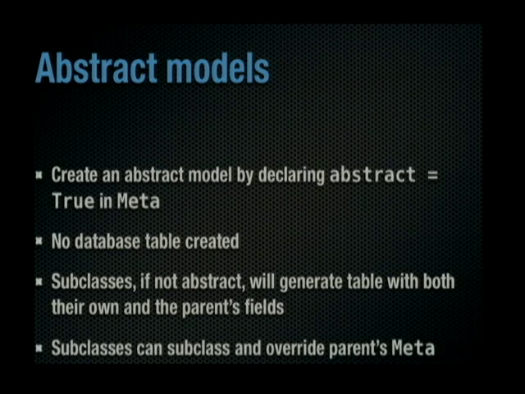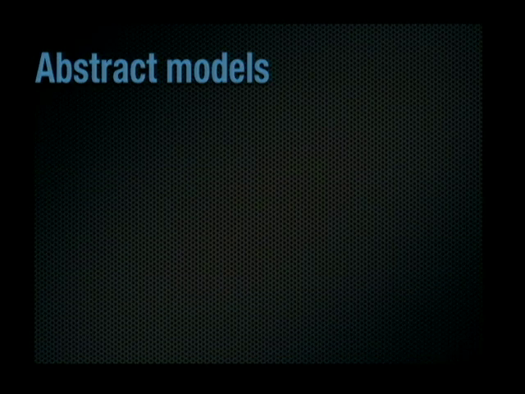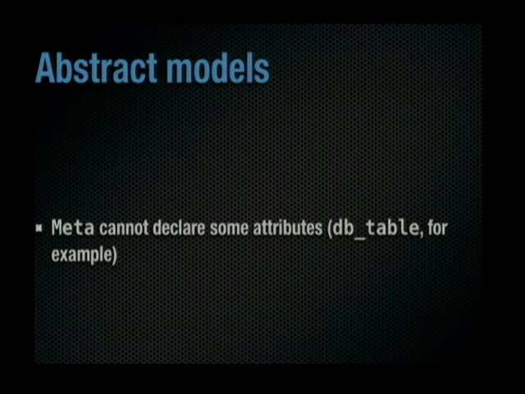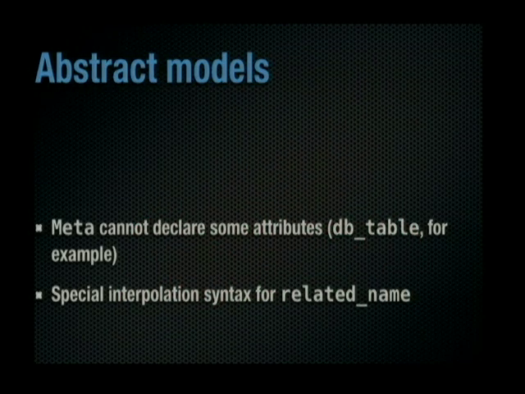Subclasses of an abstract model can also subclass and override the meta declarations of the parent. There are some restrictions. You cannot declare DB table or any other type of database specific declarations in meta because we're not going to create a table. Because you can end up inheriting a foreign key into multiple types of models, there is a special syntax for the related name value. Related name says what attribute we're going to stick on the model to access that relation. We don't want a name collision there. There's basically an interpolation syntax. This is covered in the documentation if you want to look it up.